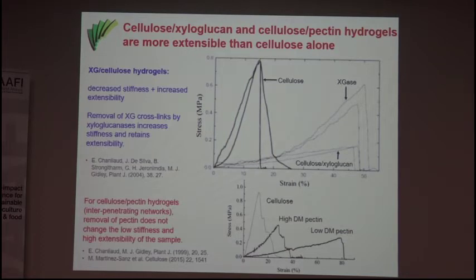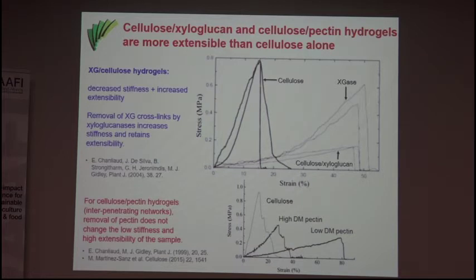And we find that the stronger the gel, so low DM pectin gives strong gel, high DM pectin gives weak gel. The stronger the gel, then the more aligned the cellulose is, because there are fewer options for the cellulose to come into contact with a strong gel. And so what you have here is a similar sort of thing, with a high extensibility and low stiffness.